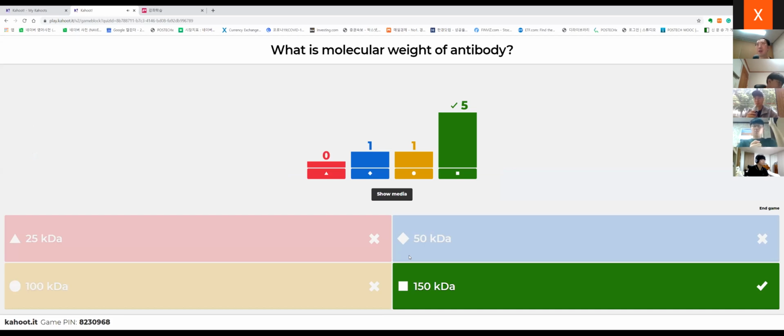Not bad. So the molecular weight of an antibody is 150. Quite easy to memorize. So later I will show you each part of those molecular weights.